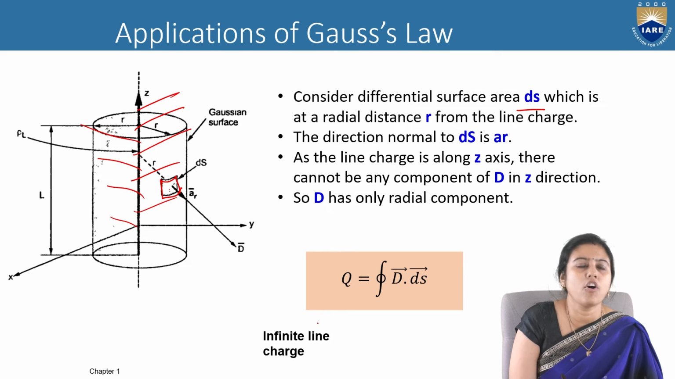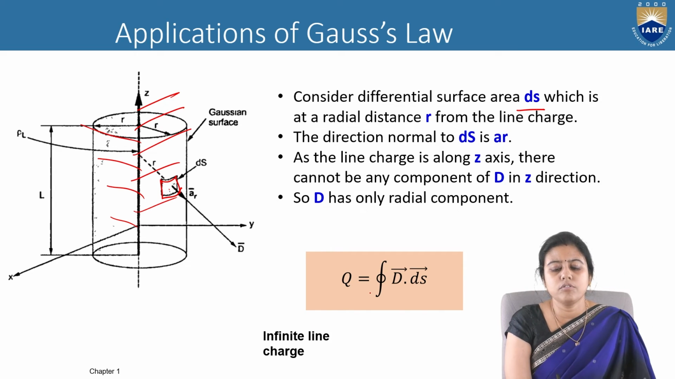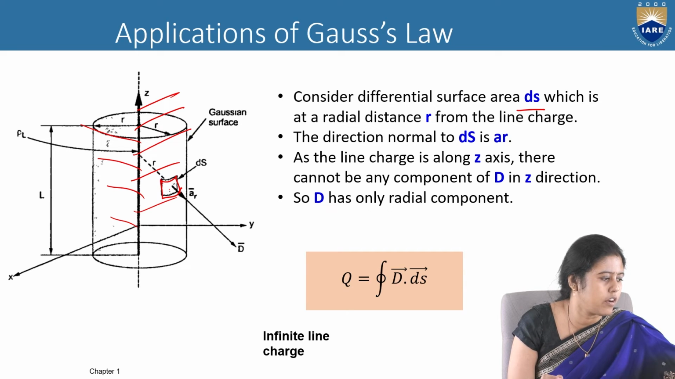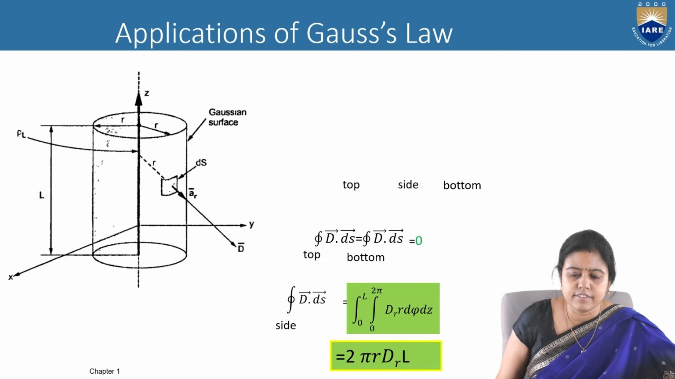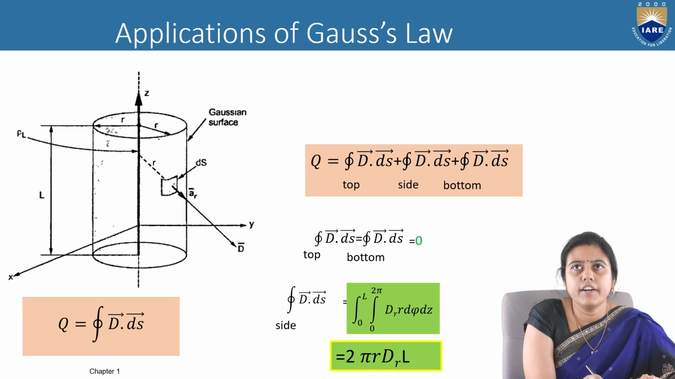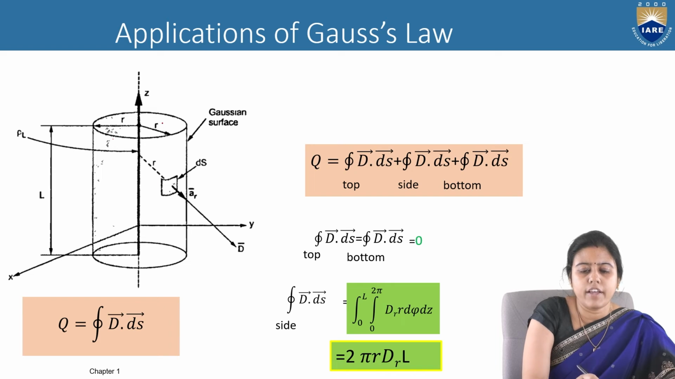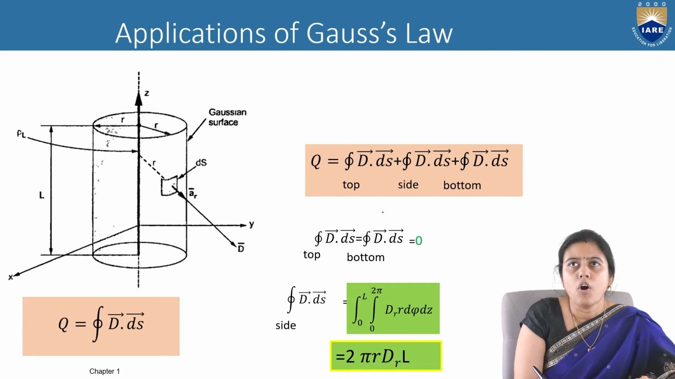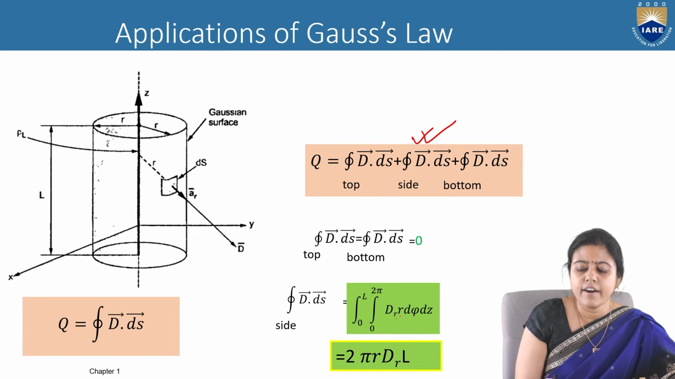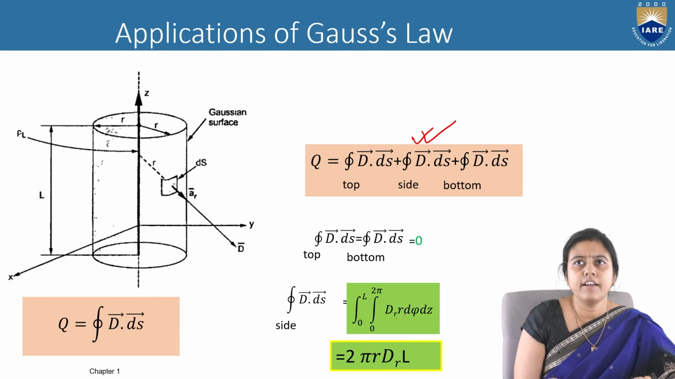And from Gauss's law we can write Q is equal to the integration of D dot dS. So we will take the integration of D dot dS over the top, bottom and side. As there is no top and bottom component, we will consider only the side component. So D dot dS is equal to D ρ dφ dz, that is, ρ dφ dz.